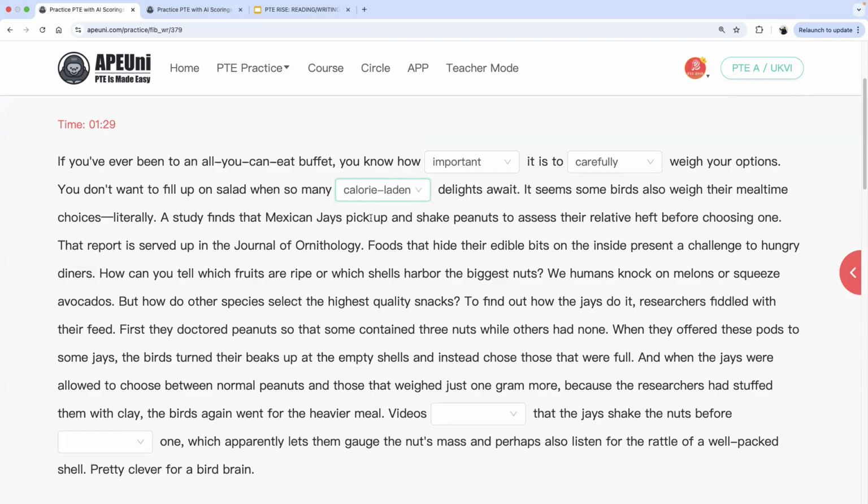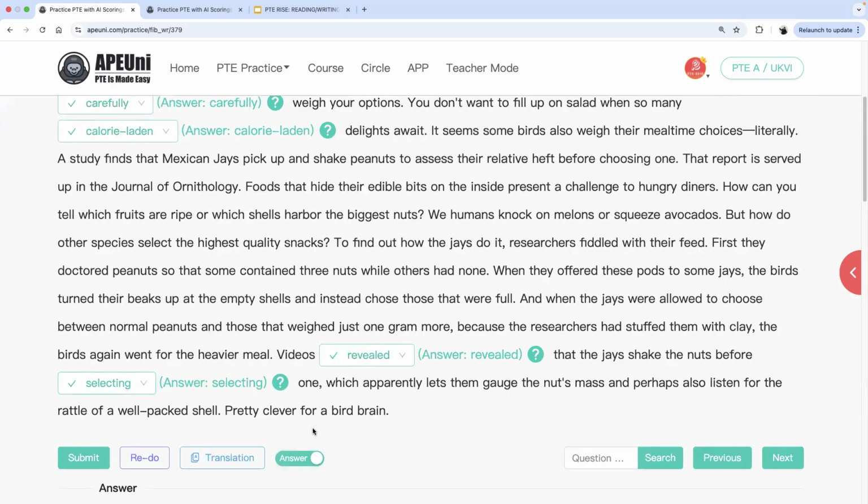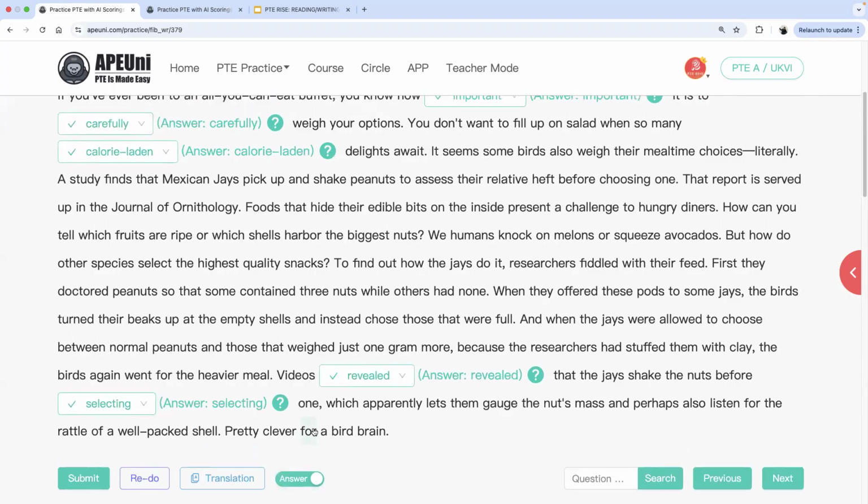Coming forward, just down here. Videos dash that the J's shake the nuts before dash. So in video, you can see a thing. When you can see a thing, what happens to that thing? Revealed. That the nuts before dash one. Selecting. You shake before you select. That's what he's saying. Good.